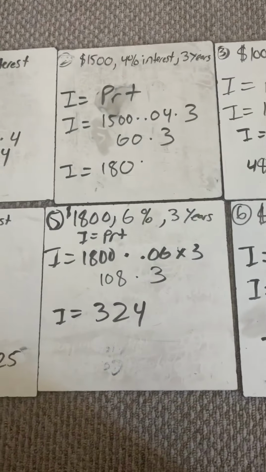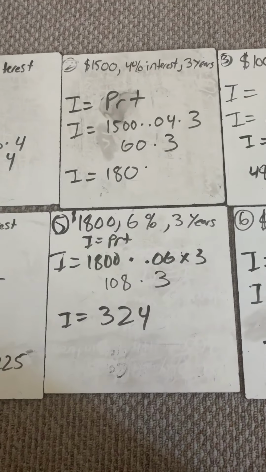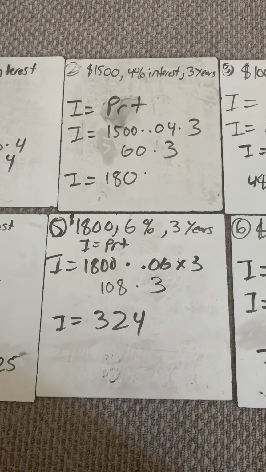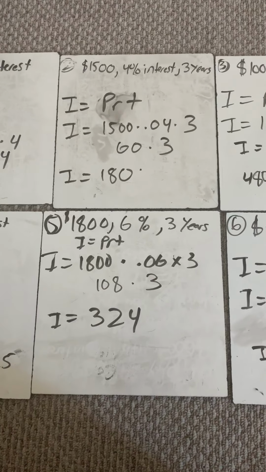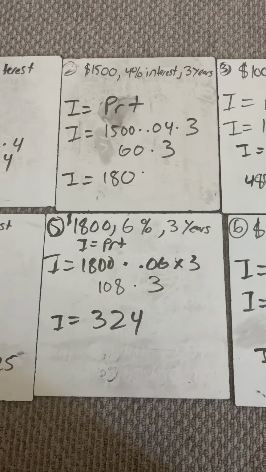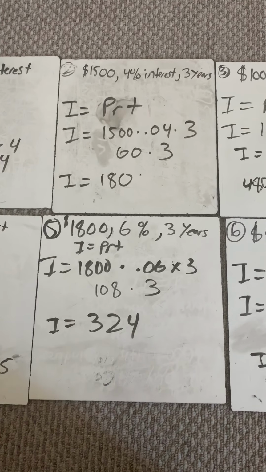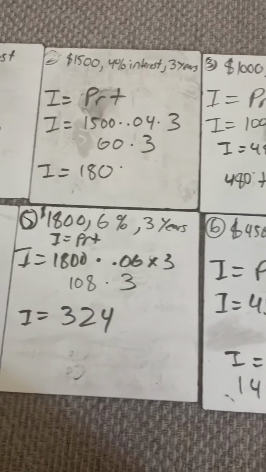Number 5, I went back to another simple interest one. 1,800, 6% for 3 years. 1,800 times 0.06 is 108. Times that by 3 has an interest of 324.